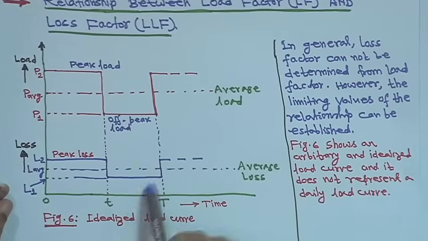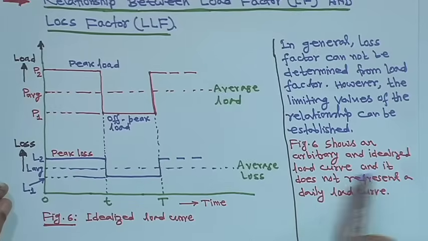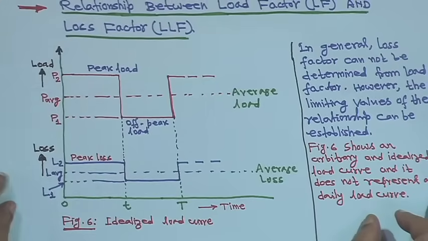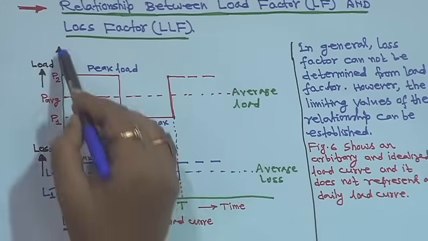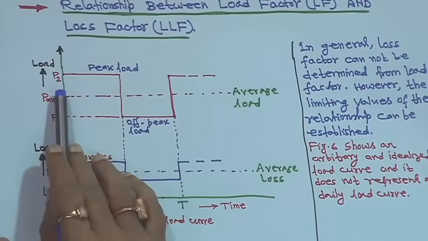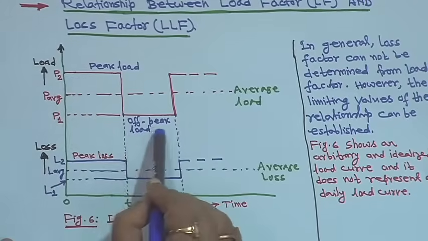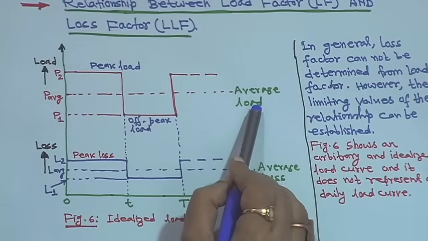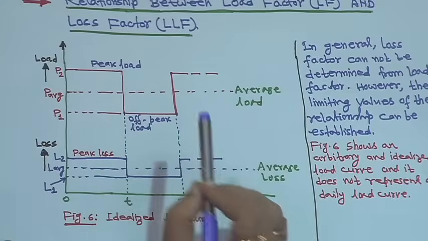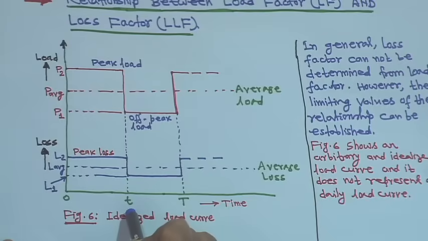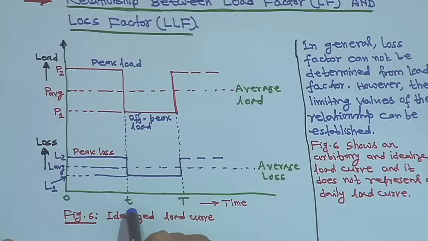So, this is figure 6. It shows an arbitrary and idealized load curve and it does not represent a daily load curve. This is just to establish a relationship, something has been drawn. If you take the y axis, first take the load, say this is the peak load, P2, and the off peak load is P1, and this dashed line is the average load. So, for the peak load, the duration is from 0 to small t, and for the off peak load, from t to T, the duration will be capital T minus small t.